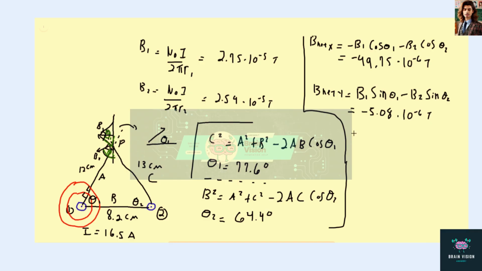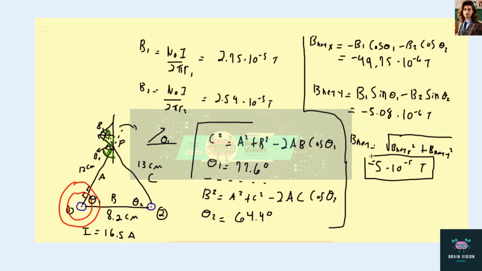And so now we have the x and y components, and so we can get the net magnitude as the square root of B net x squared plus B net y squared. So just doing the Pythagorean theorem there. And that will come to be 5.00 times 10 to the minus 5th Teslas. And they ask us to give this as a full vector, so probably they want the angle as well that goes with this.